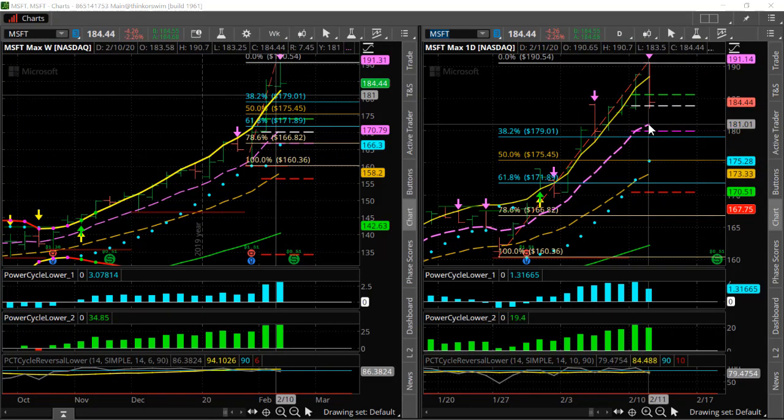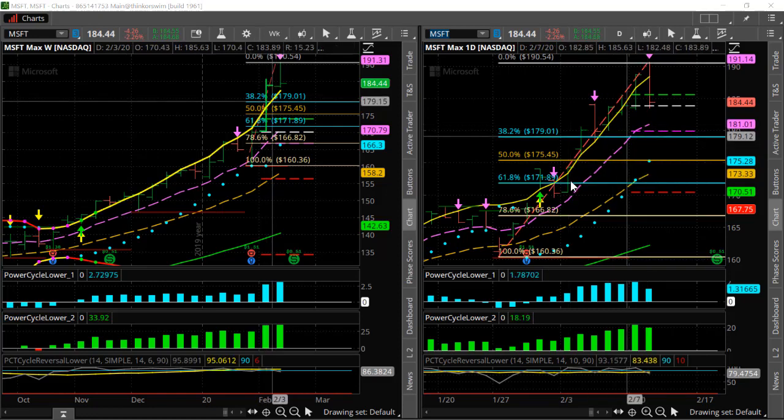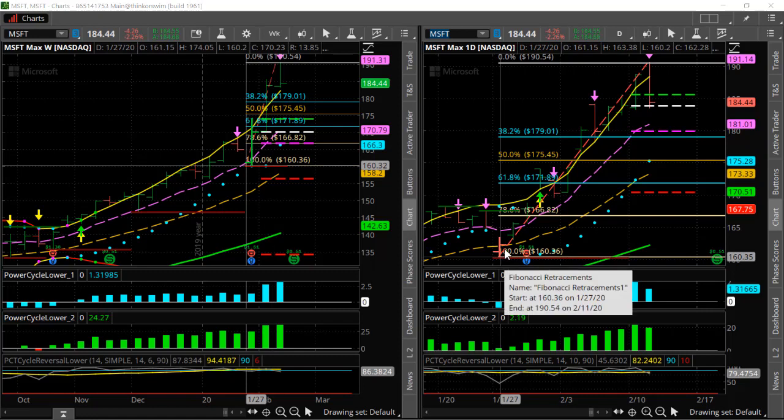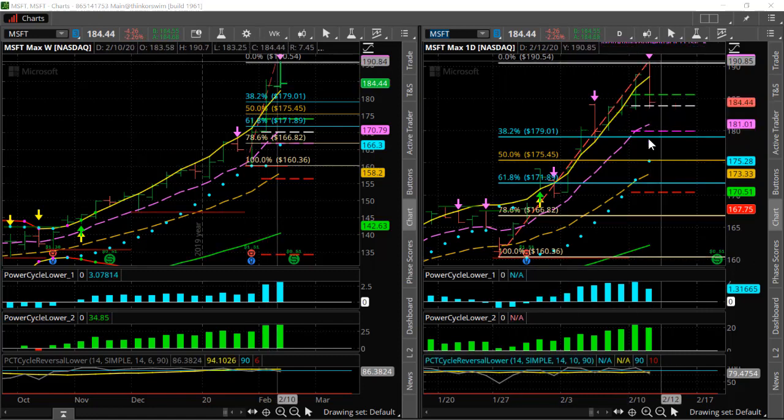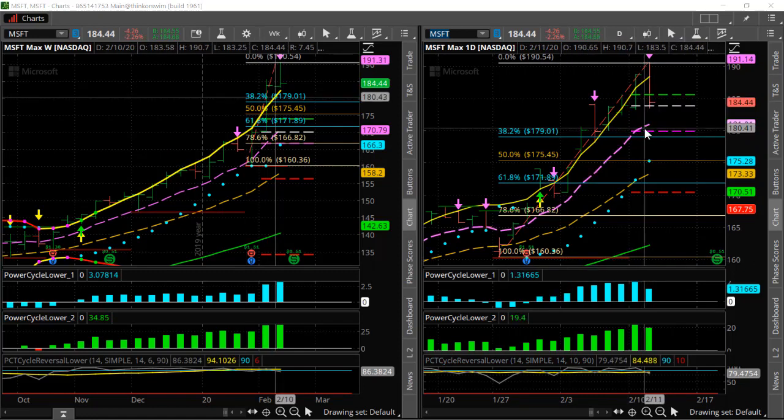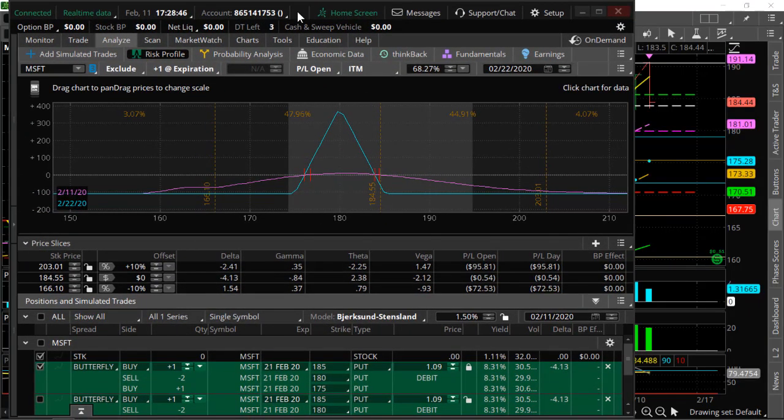Right in here, this is the 8 exponential moving average at 181, and a 382 retracement from the swing low down here in January to the high we made today. So we could target down here to 180 to 179, and we could do that with a butterfly structure. We could set that up for about a dollar per spread risk. It went out today at about $109.